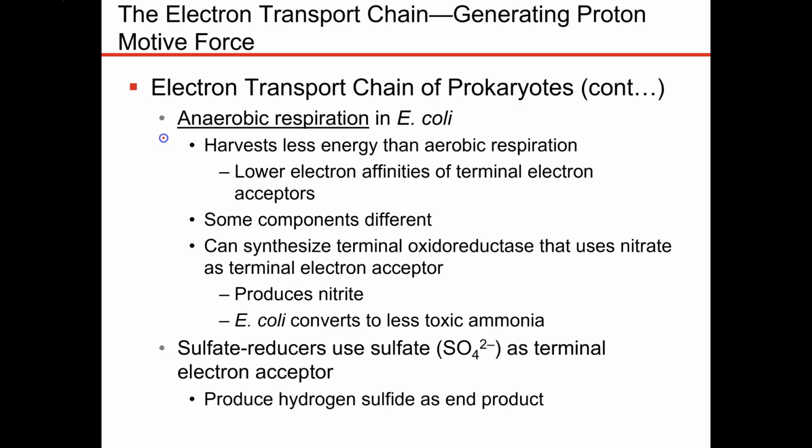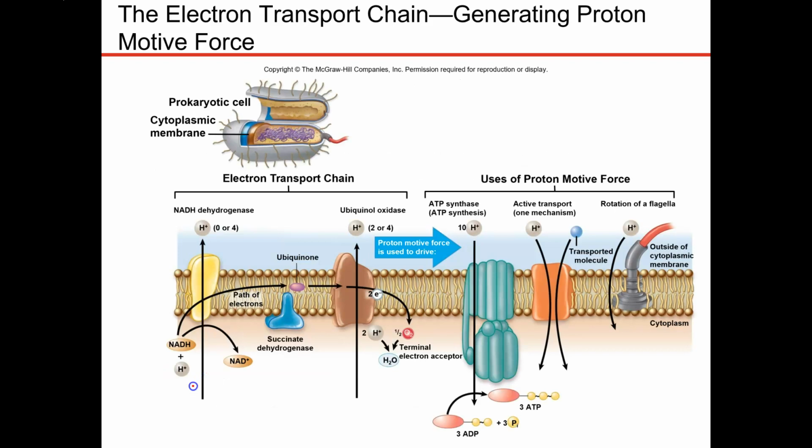So anaerobic respiration in E. coli harvests less energy, but it still produces more energy than fermentation, which we haven't really talked about. In this case, in anaerobic respiration, they're going to use a different type of final electron acceptor. So in this case, they are going to take nitrate and convert it to nitrite. Sulfur reducers might take sulfate and convert it into hydrogen sulfide.